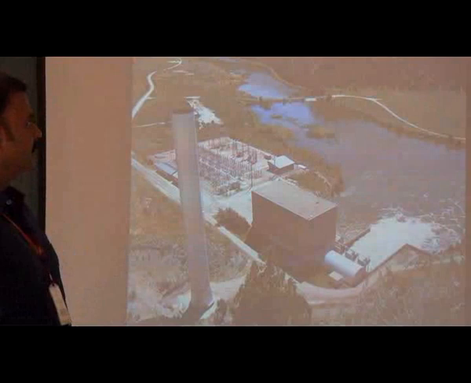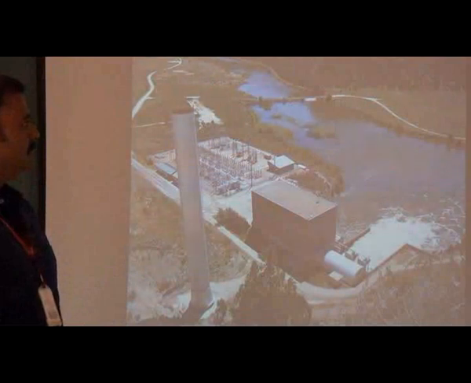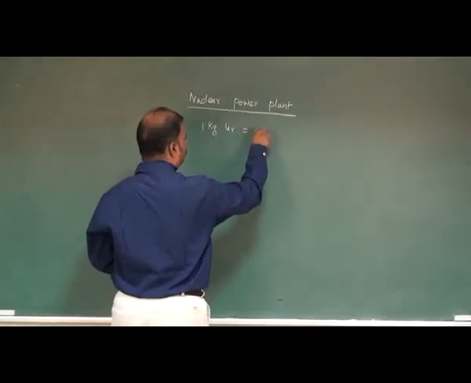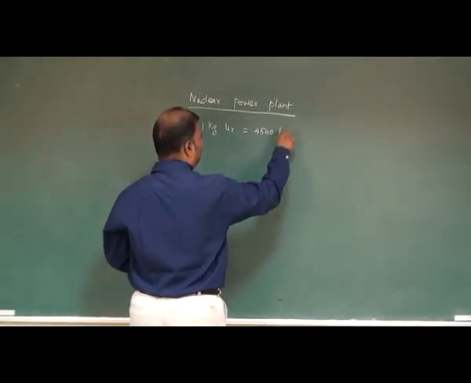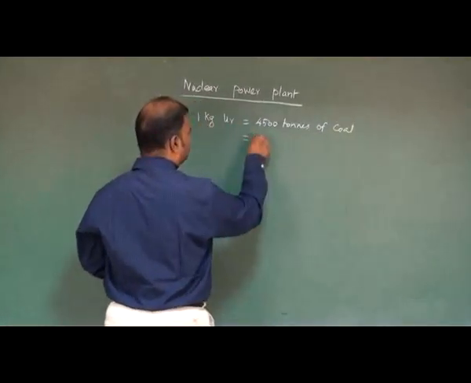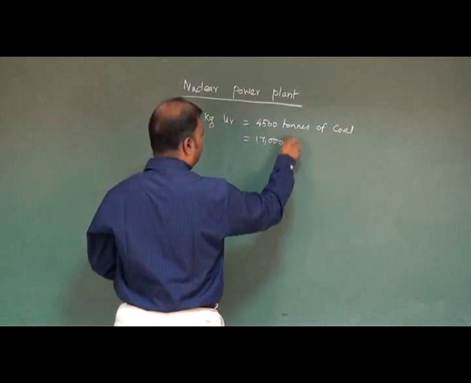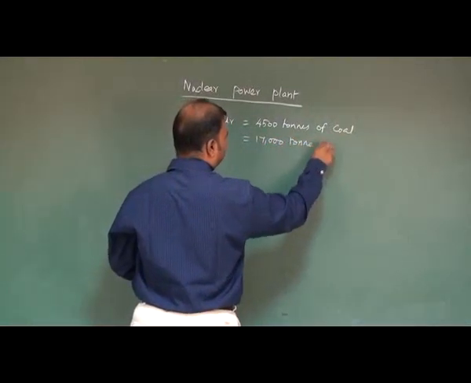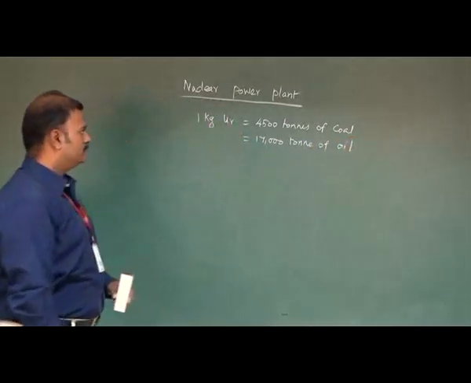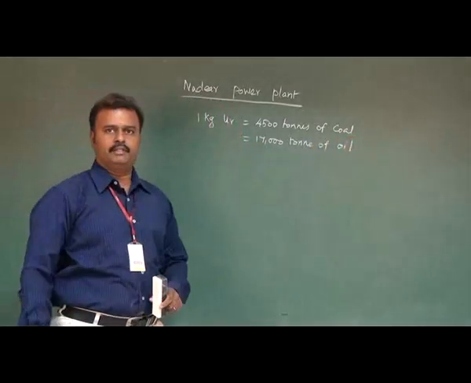Next power plant is the nuclear power plant. So we know the amount of energy which is available during the nuclear process: 1 kg of uranium is equal to 4,500 tons of coal and 17,000 tons of oil. So with this we can clearly understand how much energy is available from nuclear.